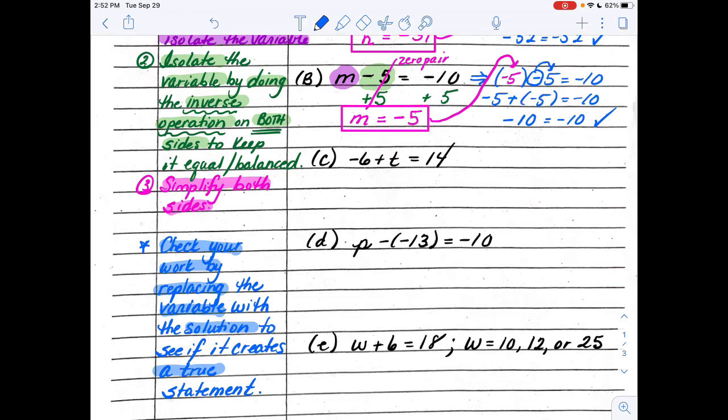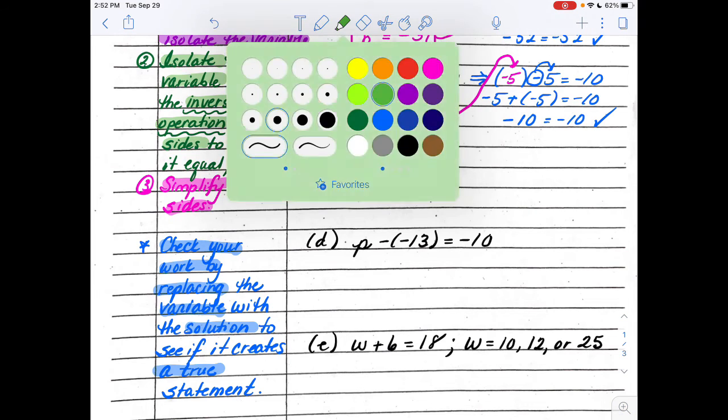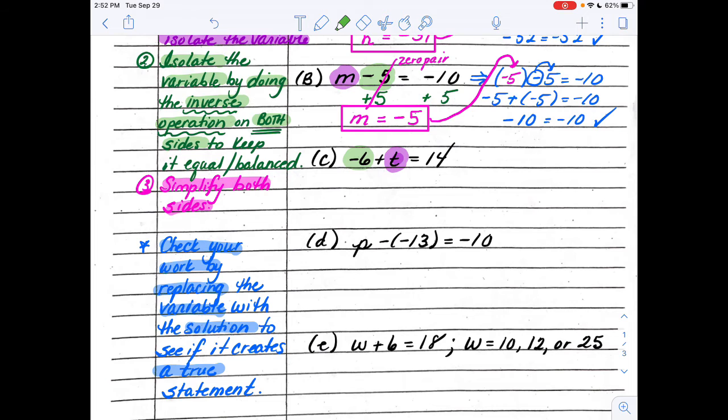Negative 6 plus t. Again, isolate the variable. I have to get this t by itself. So what do I have to get rid of? This negative 6. Find the inverse operation. What's going to create that zero pair? Negative 6 is a positive 6. But we need to do it to both sides. Now, let's go ahead and simplify. Well, that definitely gives me a zero pair, which leaves me with t equals 14 plus 6 is 20.